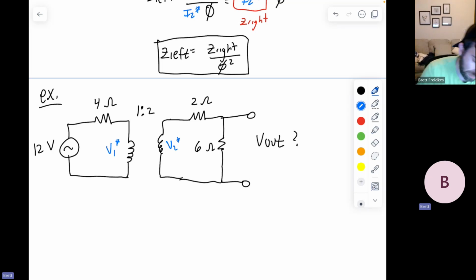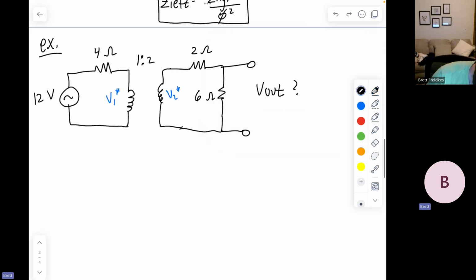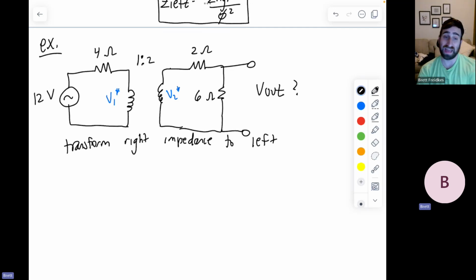And unfortunately, because this resistor is here, we can't say that V1 star is equal to 12 or something like that. There's too many impedances in the way. So what we'll try to do is transform the right impedance over to the left. We'll do that first, and after doing that, we'll be able to find V1 star.